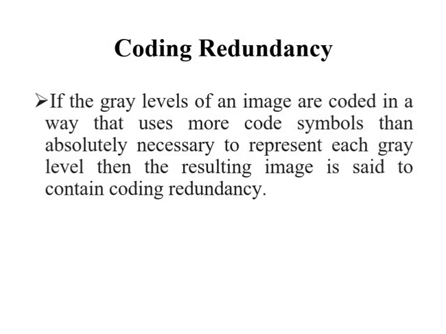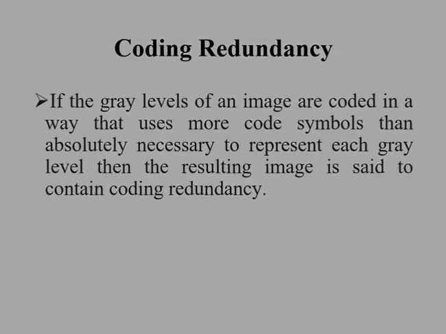First one is coding redundancy. If the gray levels of an image are coded in a way that uses more code symbols than absolutely necessary to represent each gray level, then the resulting image is said to contain coding redundancy.